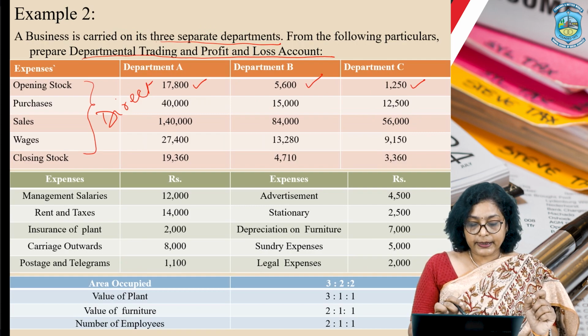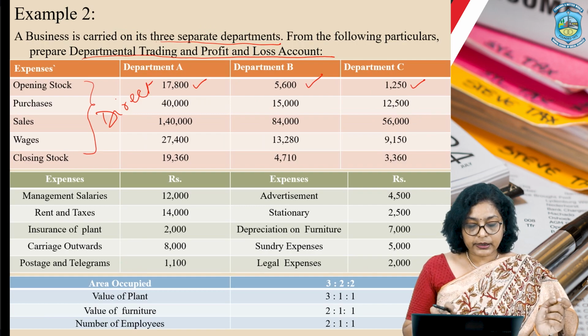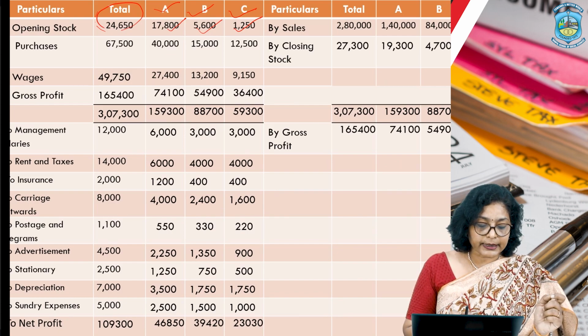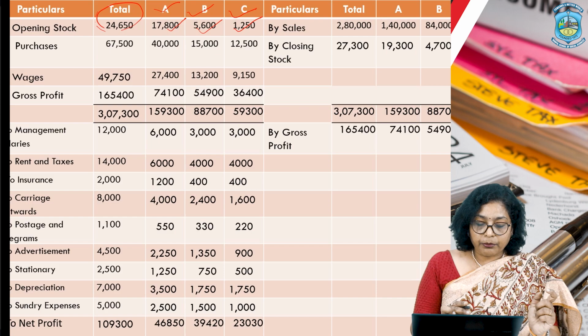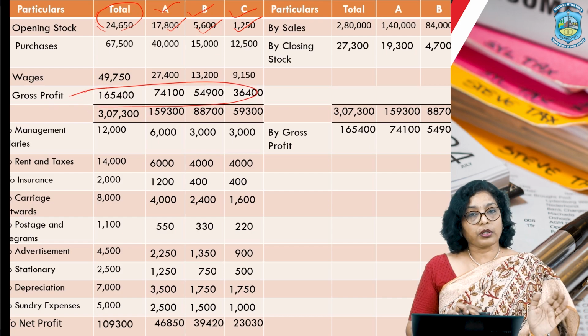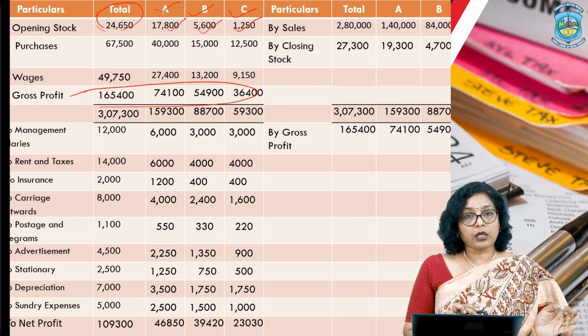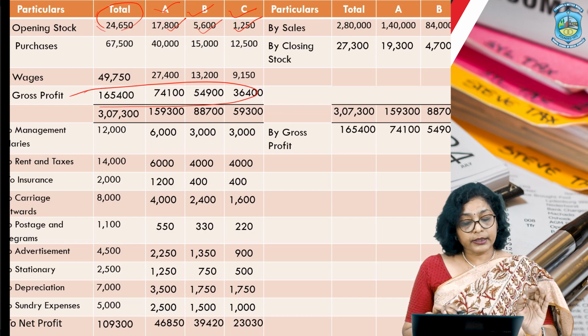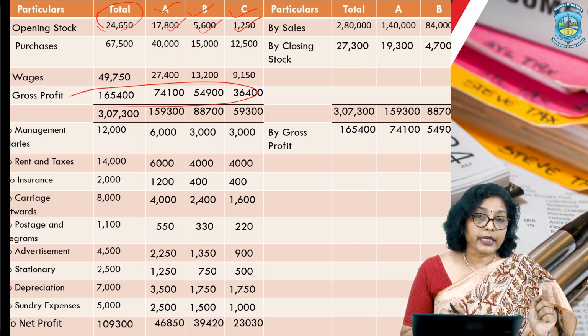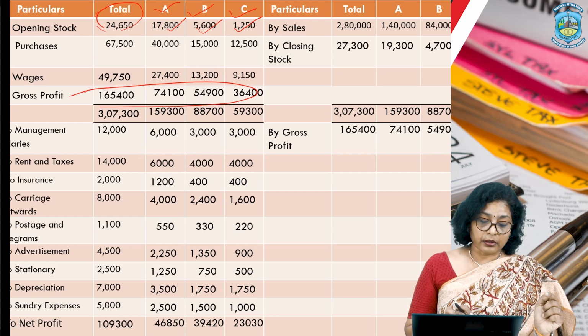Now, purchases will appear in the debit side, sales will appear in the credit side, and closing stock will appear in the credit side. By this, we will come to know the gross profit of the organization. Here we do not have any problem, we are just allocating the expenses where they are incurred. Now, the question arises when we are charging indirect expenses to the P&L account.